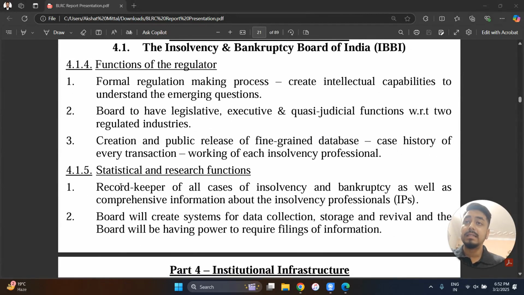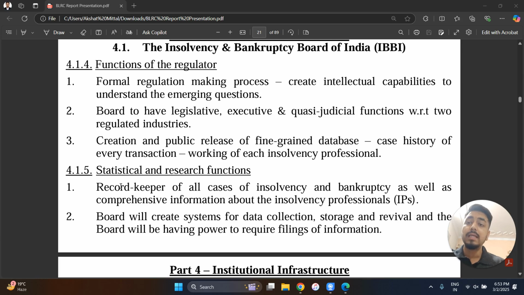Now, this committee has laid down what the functions of this regulator should be, and it has also categorized some statistical and research functions, which we have already discussed. Primarily, the IBBI was tasked with creating regulations, and it should have legislative, executive, and quasi-judicial functions with respect to the two regulated industries, which are the information utilities and insolvency professionals. And legislative functions with regard to these industries means that the IBBI is tasked to create regulations for the effective working of the information utilities as well as the insolvency professionals.